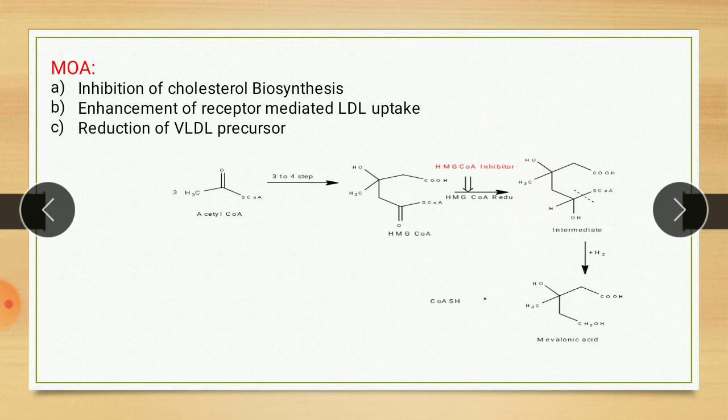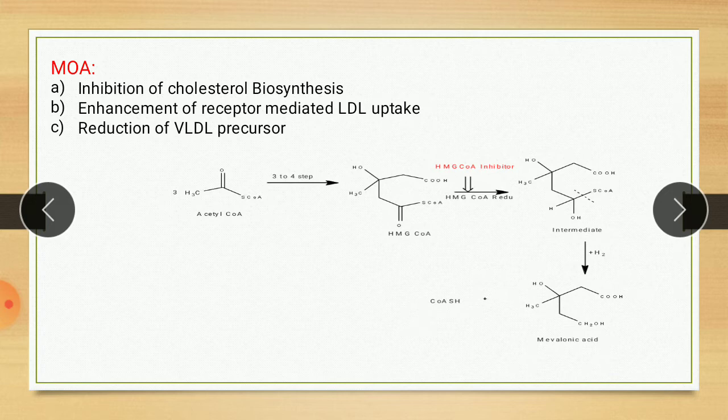So our drugs, the HMG-CoA reductase inhibitors, inhibit this enzyme. Therefore the conversion of HMG-CoA into mevalonic acid is inhibited and automatically the biosynthesis of cholesterol is inhibited. In summary, HMG-CoA reductase inhibitors inhibit this enzyme and therefore prevent the formation of cholesterol.